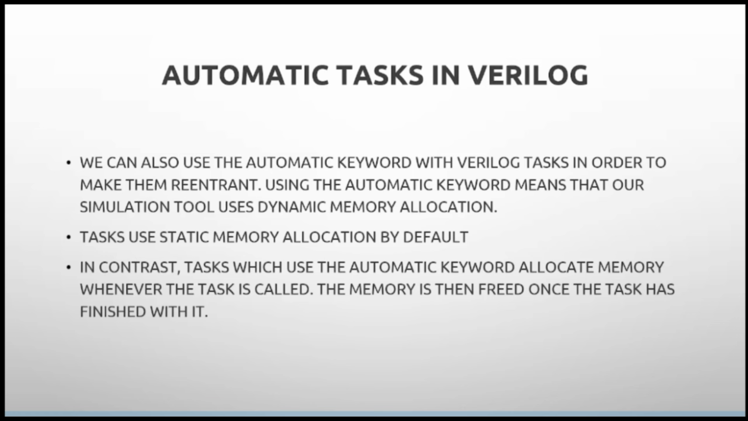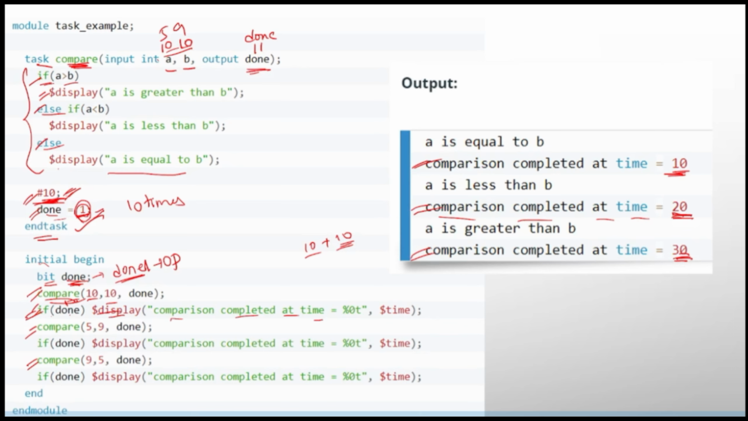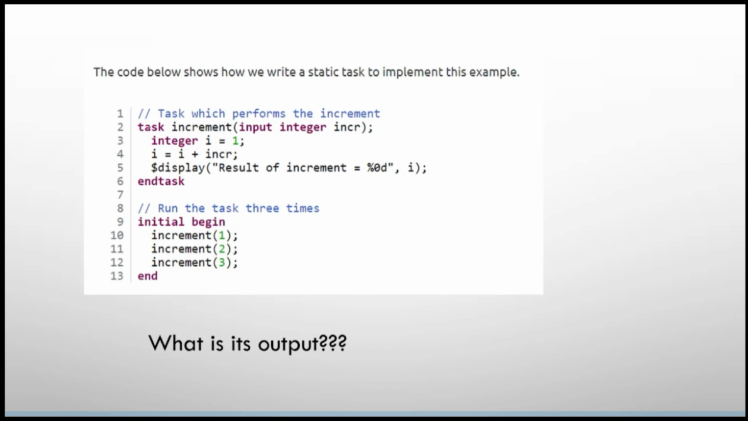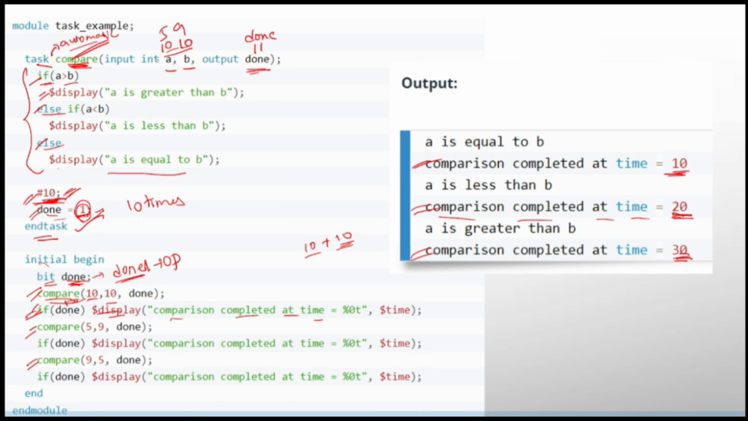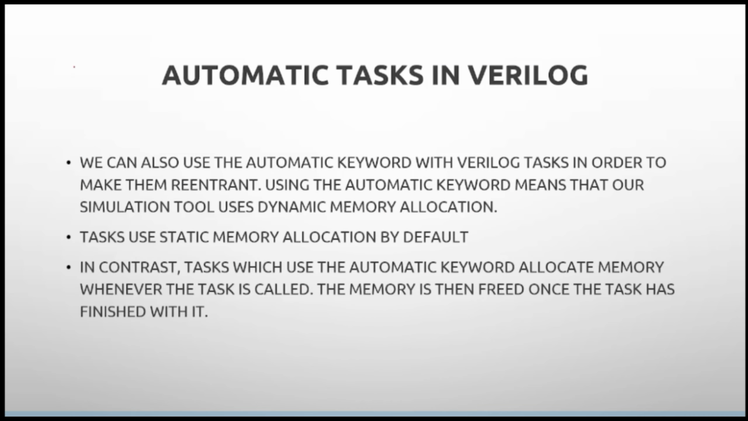And just like in static functions and automatic functions, by default, when you are just naming the task, if you see here where you didn't give any keyword like automatic, by default it is static in nature. Similarly, if you don't give any keyword like automatic, it is by default static in nature. But if you give the automatic keyword, then that particular task is automatic in nature.